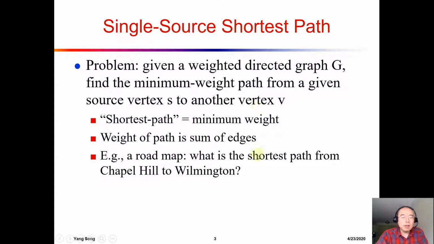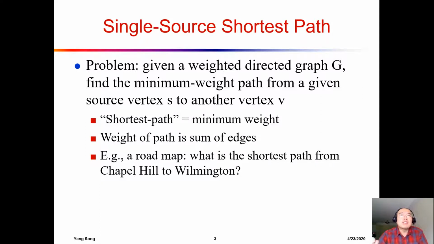This has a very interesting application. For example, if we want to plan a trip from Chapel Hill to Wilmington, how do we plan the trip? You can go from Chapel Hill to Raleigh, and then from Raleigh you can go all the way down I-40 to arrive at Wilmington. Or from Chapel Hill you go to the south side and reach Fayetteville, and then from Fayetteville you can go to Wilmington. So there are at least two possible paths.